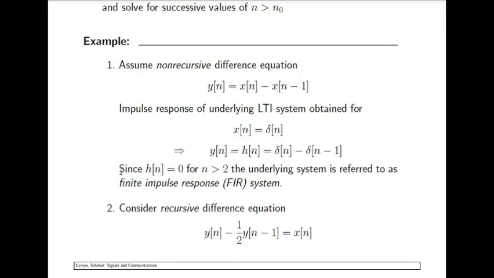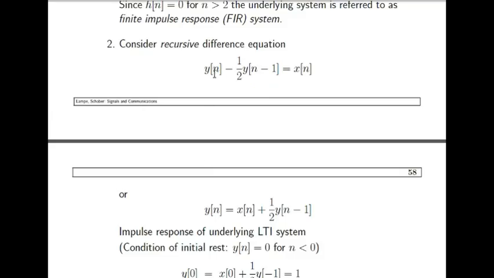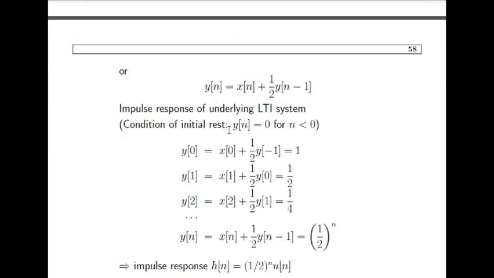Now if we consider the recursive difference equation, I can rewrite it in this form. If I check the impulse response of this LTI system, y of 0 equals x of 0 plus y of minus 1 by 2. Y of minus 1 does not exist because of the condition of initial rest, which is y of n equals 0 for n less than 0, since x of n equals 0 for n less than 0. So x of 0 will be 1 because we are finding the impulse response. It means that we are replacing y with h and x with delta.